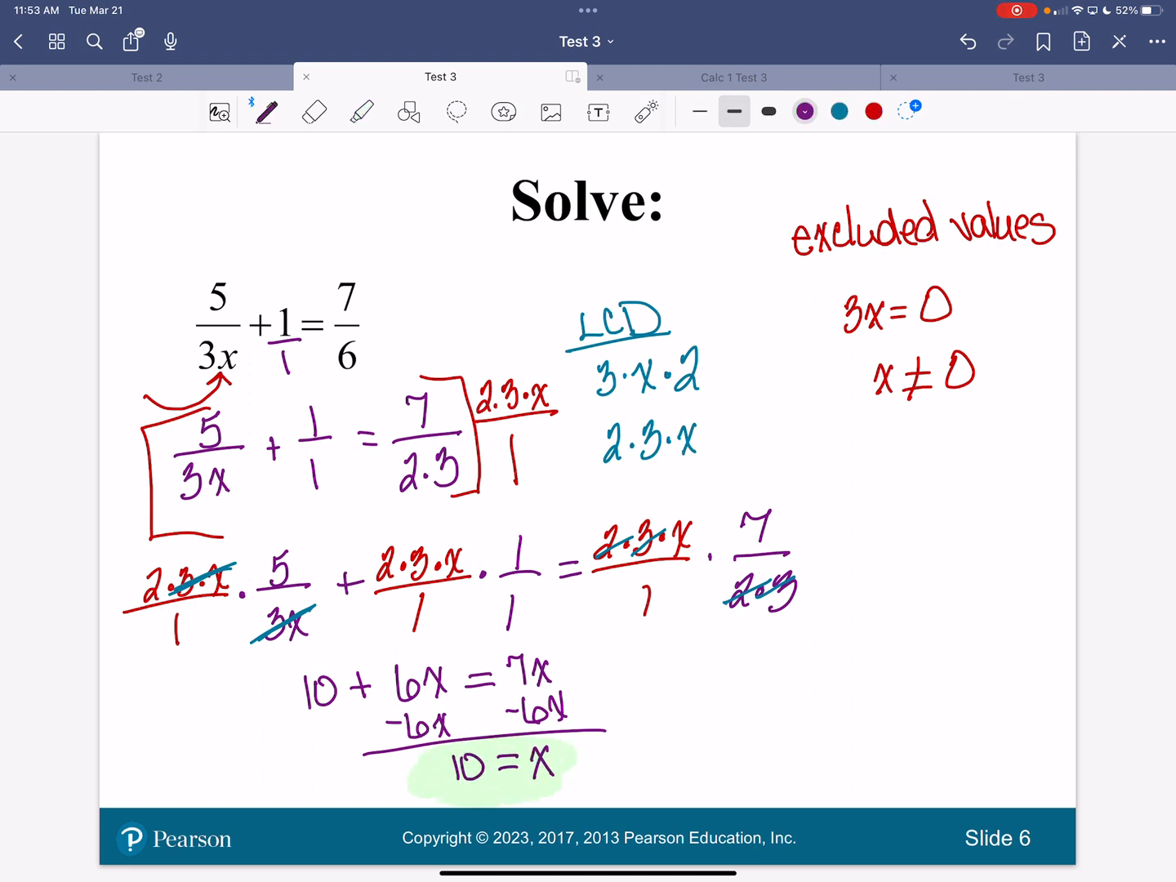Okay, now I've got to ask myself, is this an excluded value? It is not an excluded value. So I am good right here. Okay, the next one's a little bit more complex. I see a couple people writing, so I'm just going to pause for just a second while people are writing.